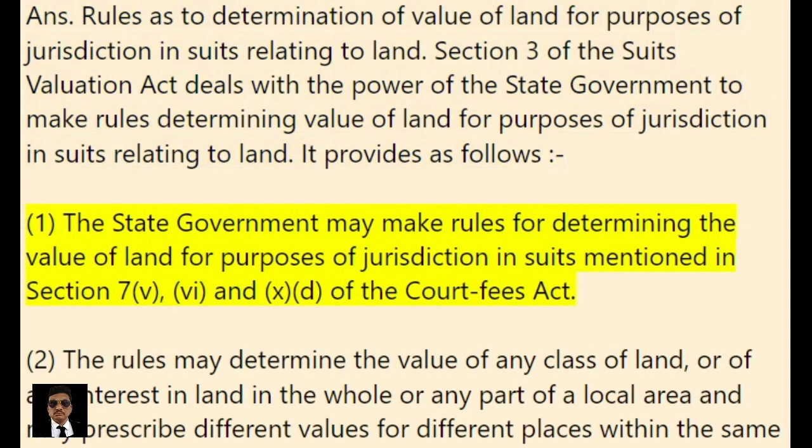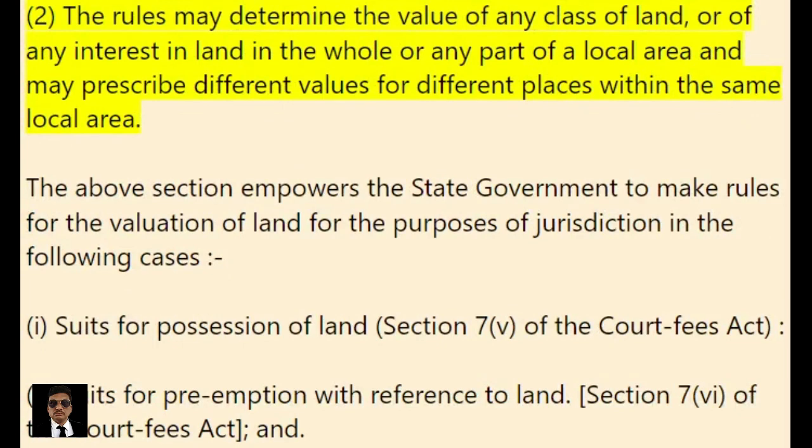1. The state government may make rules for determining the value of land for purposes of jurisdiction in suits mentioned in Section 7, paragraphs v, vi and xd of the Court Fees Act. 2. The rules may determine the value of any class of land or of any interest in land in the whole or any part of a local area, and may prescribe different values for different places within the same local area. The above section empowers the state government to make rules for the valuation of land for the purposes of jurisdiction in the following cases.